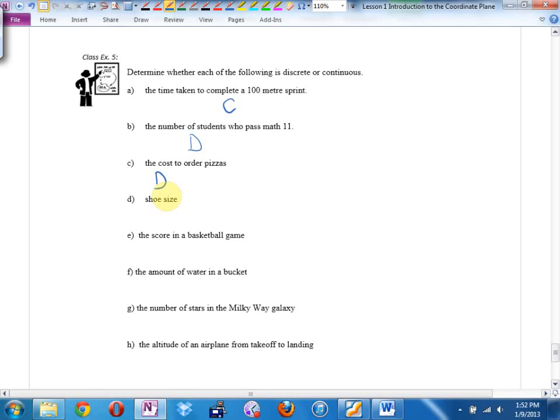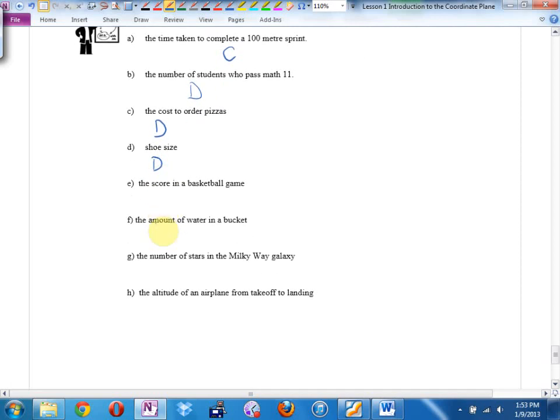Shoe size. That's discrete. They only come in halves. Yes? Foot size is continuous because all of you buy a shoe that's the closest to your foot size. But many of you, if you wear, for example, a size 10 shoe, there can be plenty of people that have different size 10 feet, slightly shorter, slightly longer. But yeah, shoe size itself is discrete. Score in a basketball game. Are you saying you can't have 28.3 points? No.